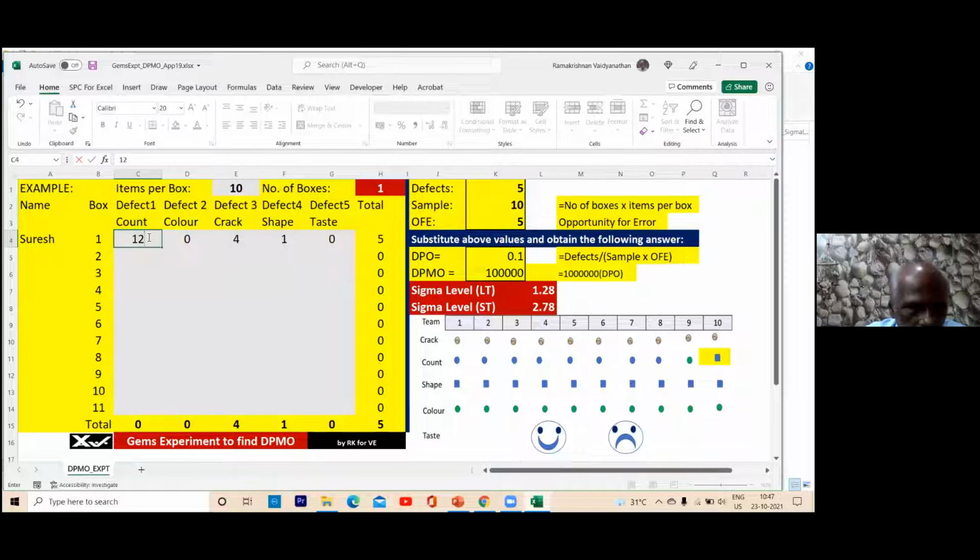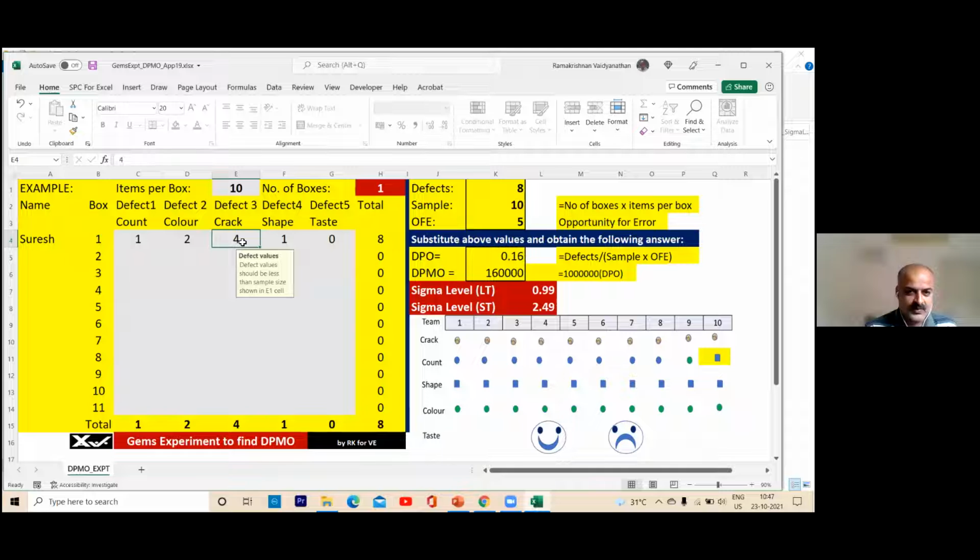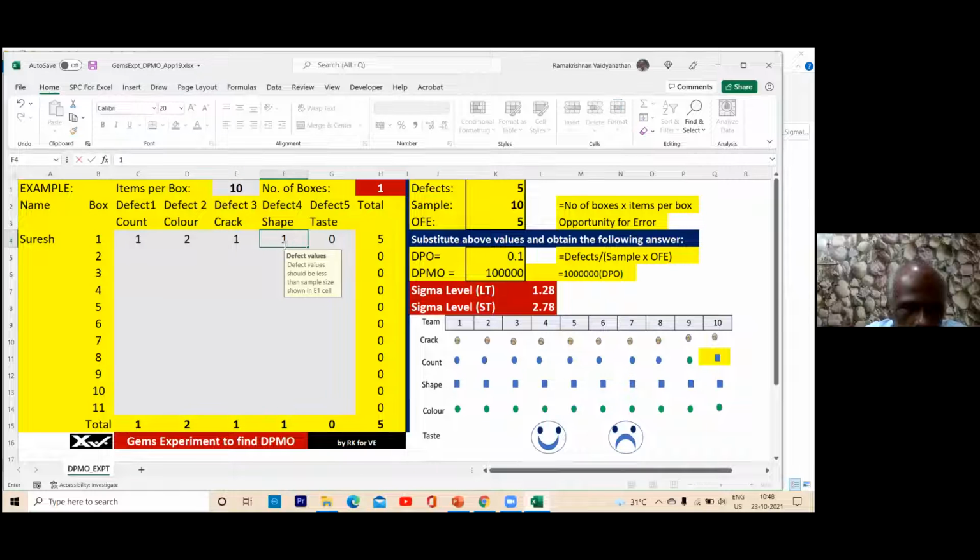Okay. Color. Sorry, this is 1. This is 2. And then crack? Crack is 1. Shape? Shape is also 1. Taste is good. Therefore, no defects. Right? Yeah.